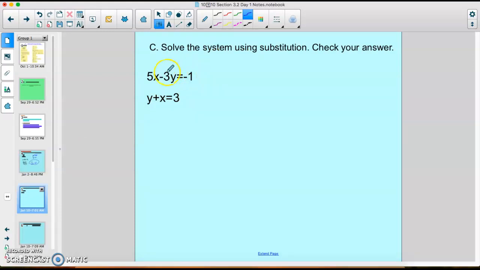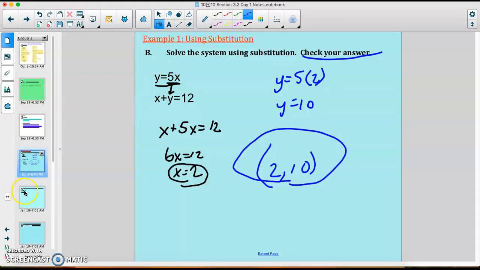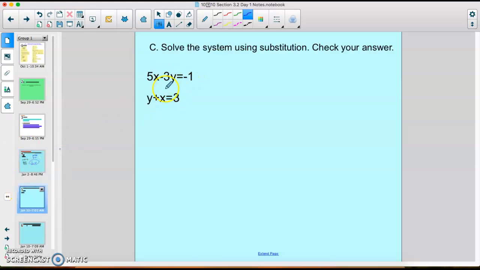So now solving by substitution. Now for here, it's not solved already for one variable like it was here. So we need to usually just pick the easier one to do. This one is by far easier to get something by itself. And let's get y by itself, so we're going to just subtract x from both sides. And so this equation is just y equals 3 minus x. Okay. Now every time we see y in this equation, we can plug in 3 minus x.